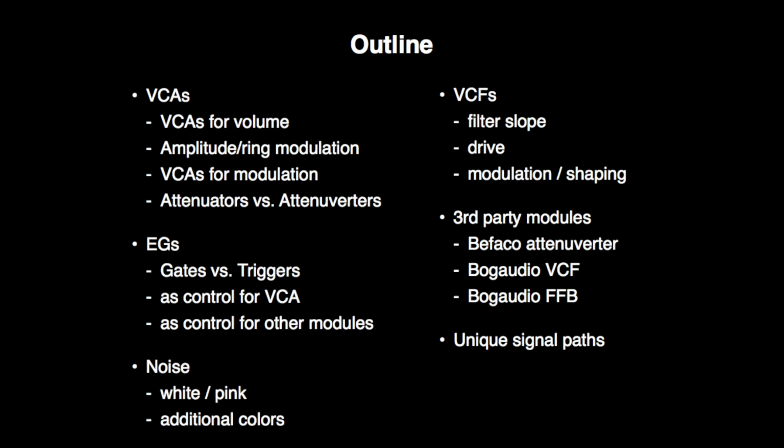We talked about noise. We reviewed the difference between pink and white noise, but then talked about a bunch of other noise colors like red, violet, blue, black, and gray. We talked about filters, looked at the fundamental VCF, talked about things like filter slope, drive, and then also different ways we can modulate or shape the filter with LFOs or envelope generators. We then talked about some third-party modules, looked at the Bufaco attenuverter, and then the Bog Audio VCF and fixed filter bank. And then we ended by looking at some unique signal paths and creating some synthesizers that had the modules not in the conventional East Coast VCO, VCF, VCA signal path.